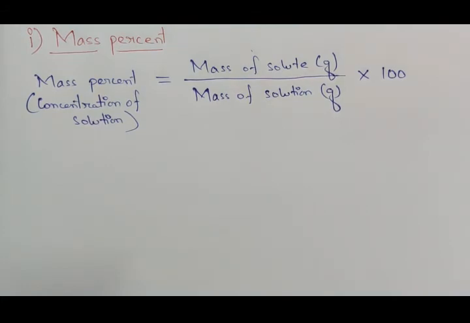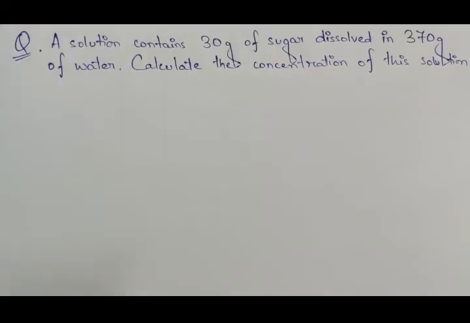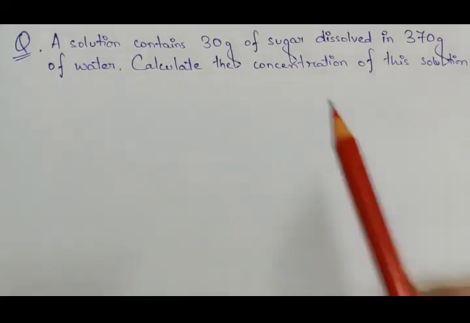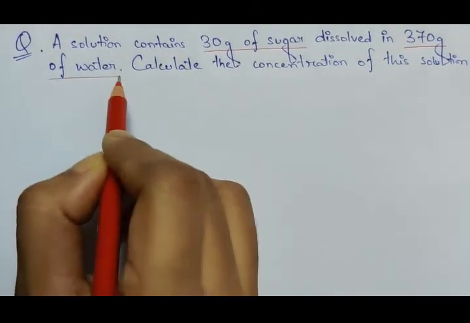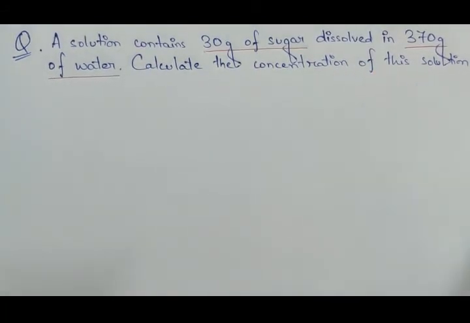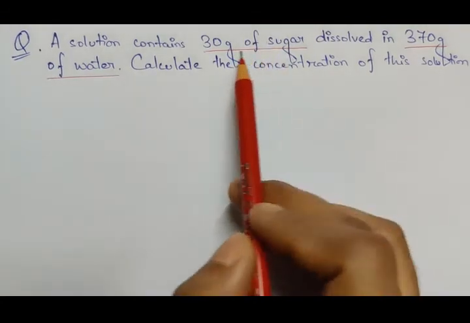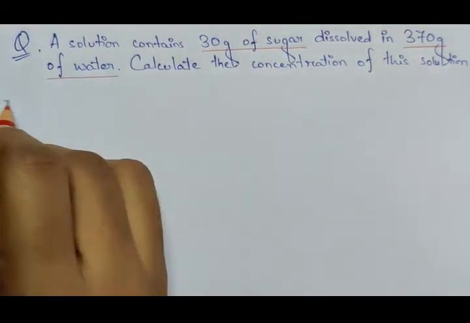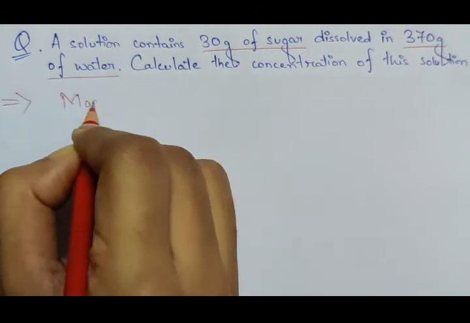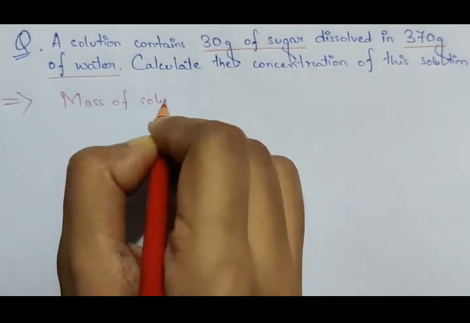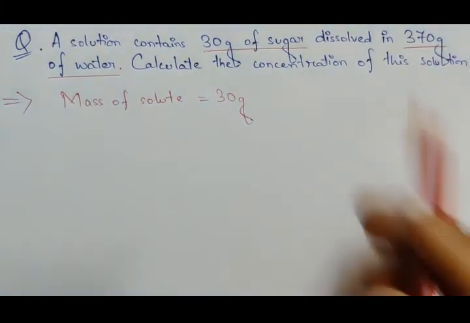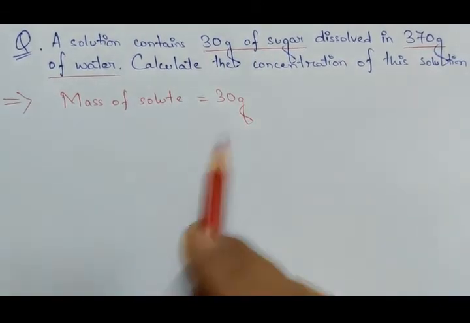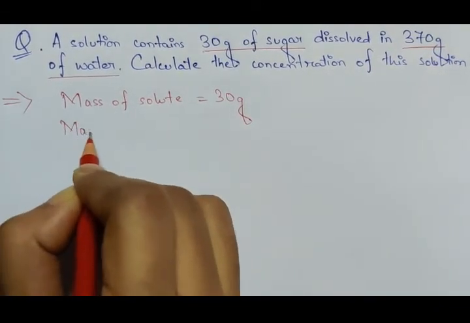Let's take an example. Here is the question: a solution contains 30 grams of sugar dissolved in 370 grams of water. So calculate the concentration of this solution. How to solve this? See what is given here. The mass of solute is given, so we can solve it. Mass of solute, that is mass of sugar, is 30 grams here. Now mass of solvent is 370 grams. So what will be the mass of solution?